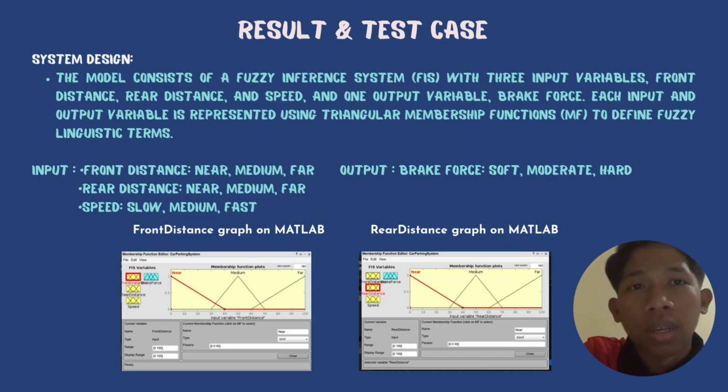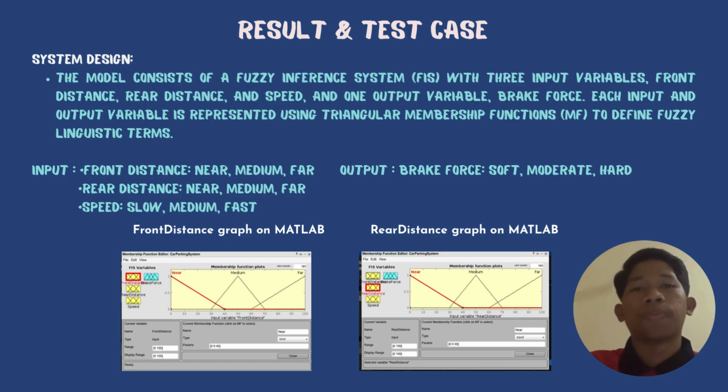I will present about result and test case. System design. The model consists of a fuzzy inference system, or as we know it, FIS, with three input variables, which are front distance, rear distance, and speed, and one output, which is brake force. Each input and output variable is represented using triangular membership functions to define fuzzy linguistic terms.